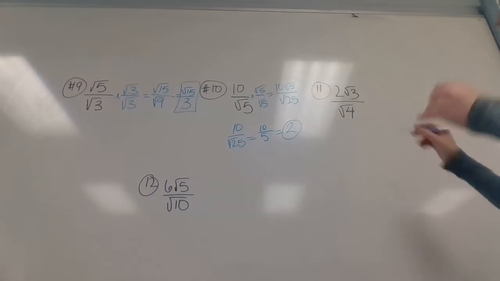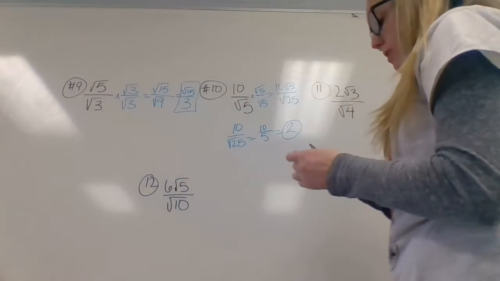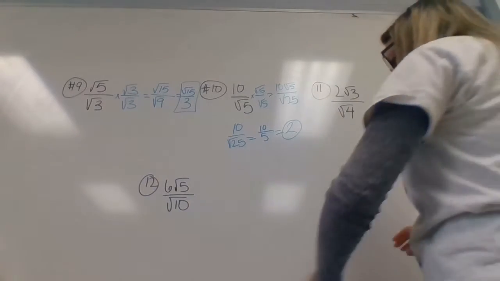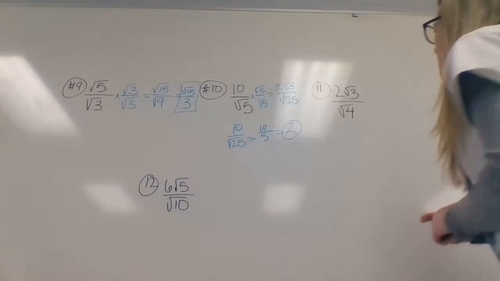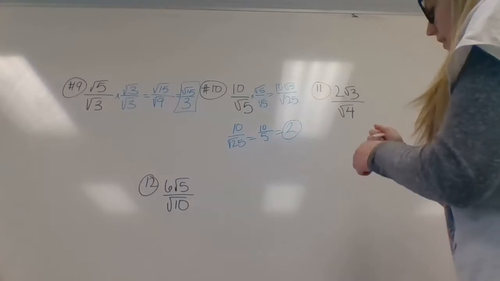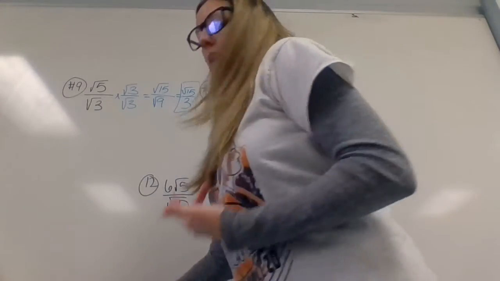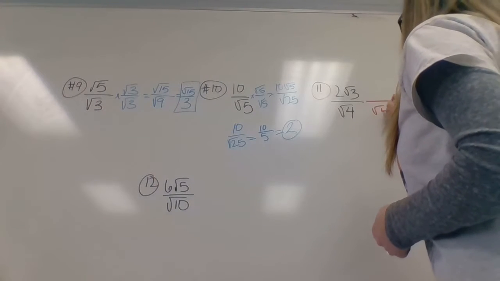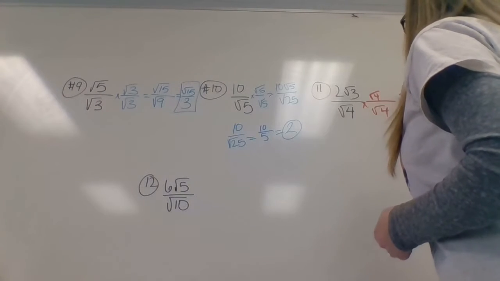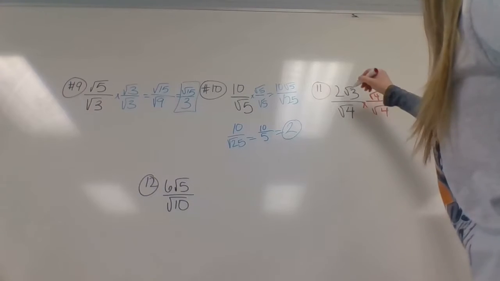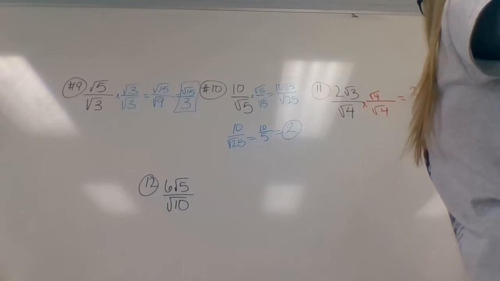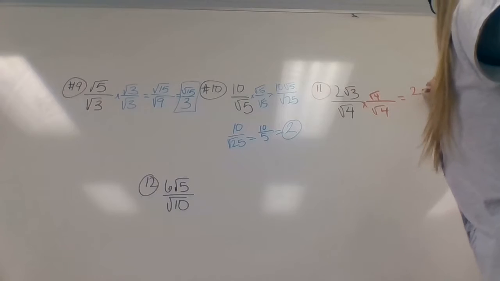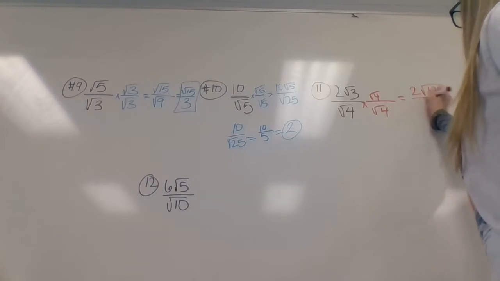Now numbers 11 and 12 have a number out front of your root, but don't let that fool you. You can still work through it. So I still need to get rid of this root 4 in the denominator. That's my biggest concern right now. So I need to undo that by multiplying. So I don't have a number out front, so it's 2 times 1, which is 2, times the root of 3 times 4 is 12.